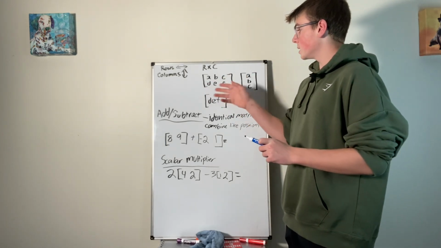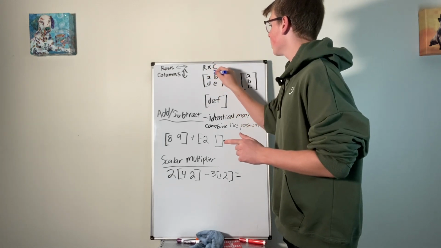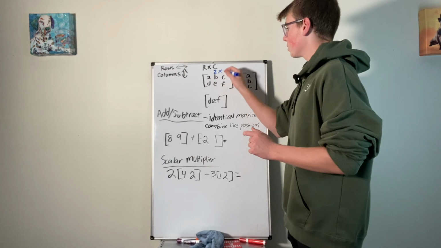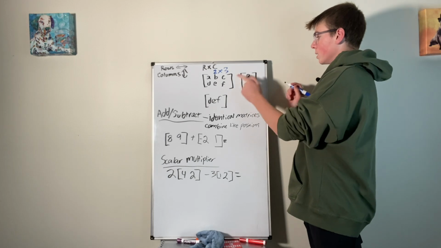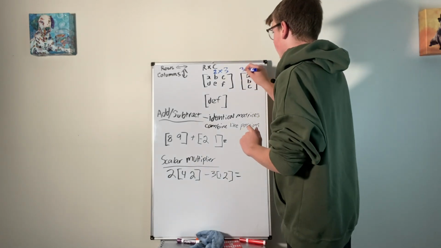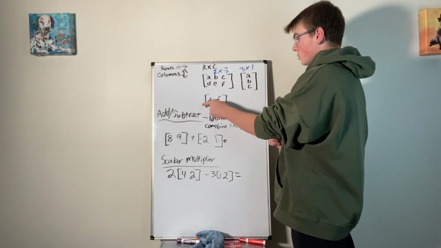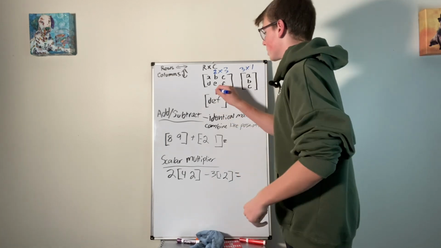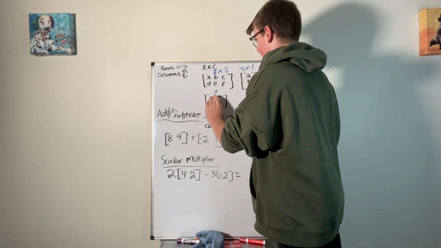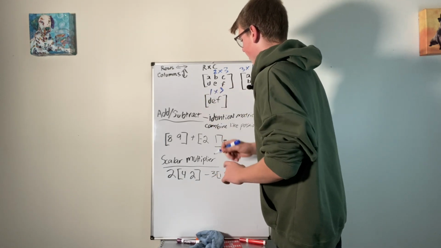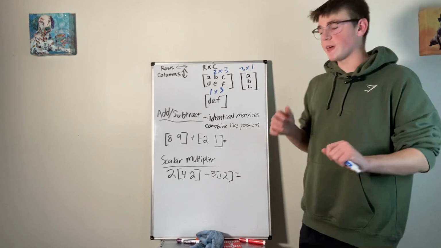So here, A, B, C, D, E, F, we have one row, two rows. So this is 2 times how many columns? 1, 2, 3. So this is a 2 by 3 matrix. Now this one, we have 1, 2, 3 rows, but there's only one column. And this one, there's only one row, but there's 3 columns. So it's a 3 by, no, sorry, that's a 1 by 3.